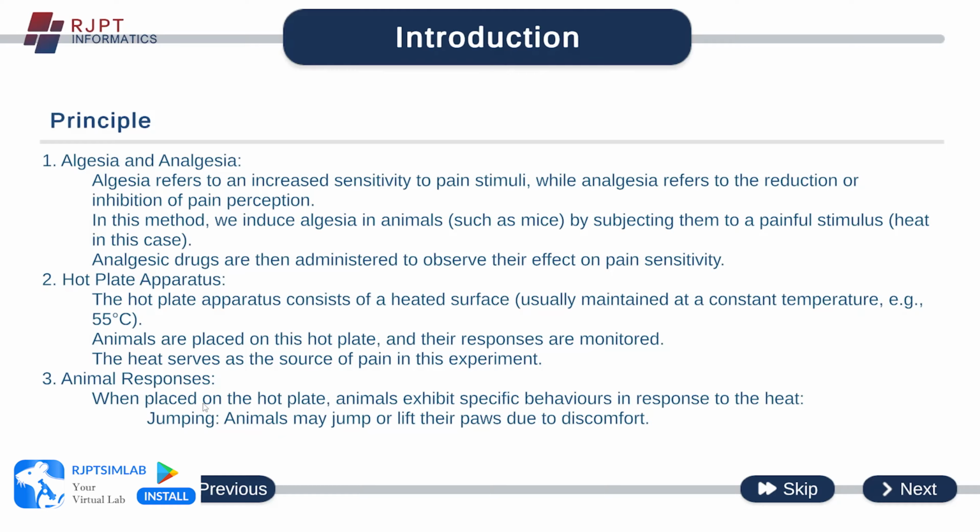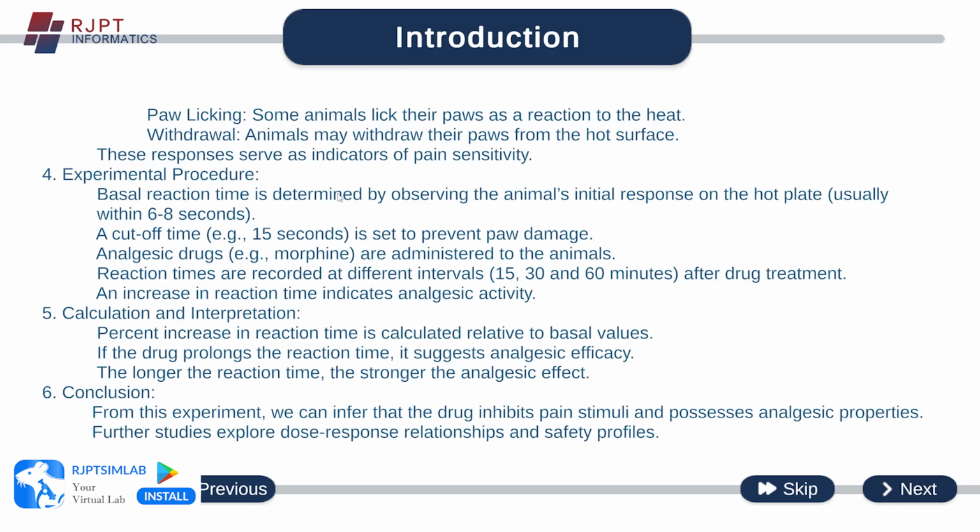Then third is the animal response. When we place animals on the hot plate, they exhibit specific behaviors in response to the heat. They will show different behaviors according to the heat. The first response can be jumping. Animals may jump or lift their paws due to discomfort. They will jump when they sense the heat or lift their paws because they are feeling discomfort. Then the second may be paw licking.